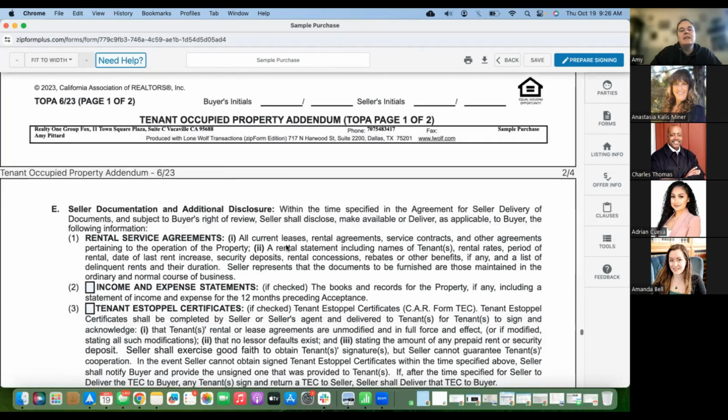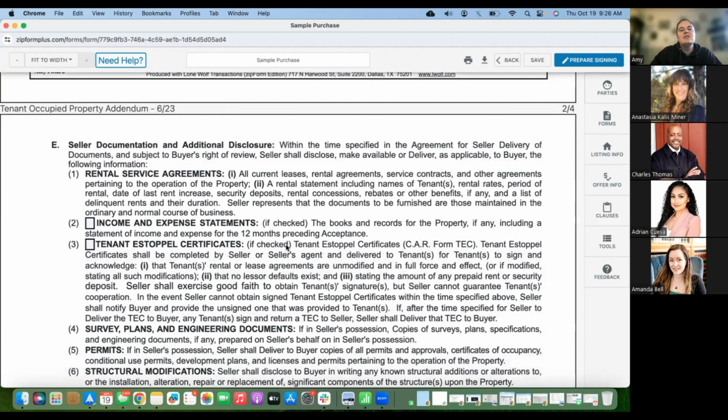Section E is seller documentation and additional disclosure within the time specified in the agreement for seller delivery of the documents and subject to buyer's rights of review. Seller shall disclose, make available, or deliver as applicable to the buyer the following information, right? So this is saying, hey, tenant occupied. These are the things that are going to go to the buyer as part of this escrow period. These become part of the seller delivery of documents.